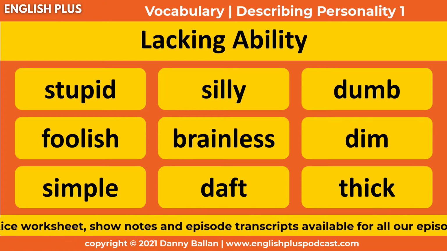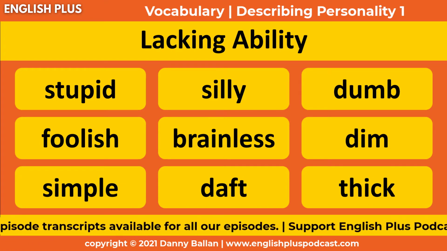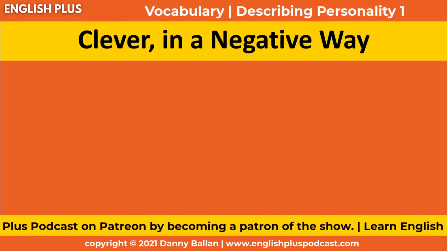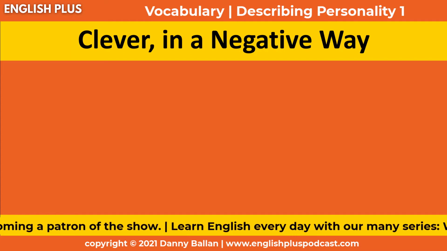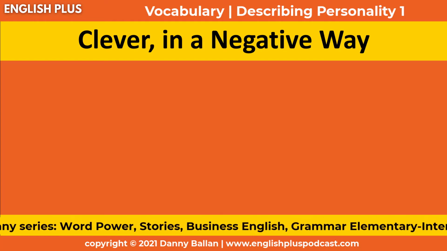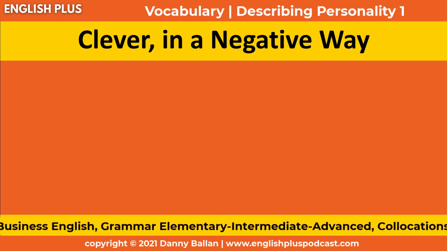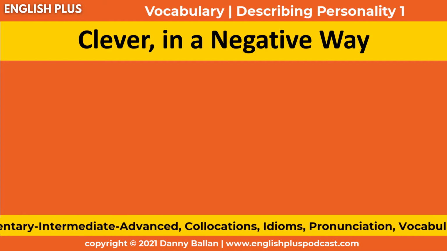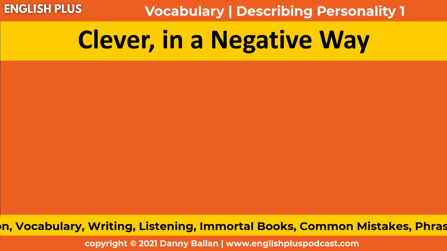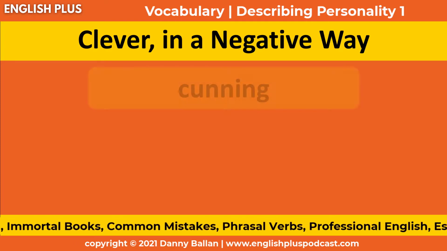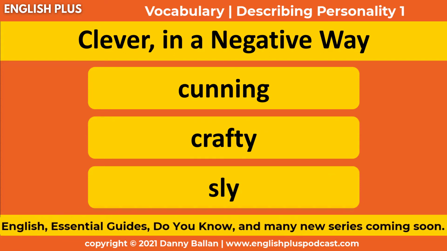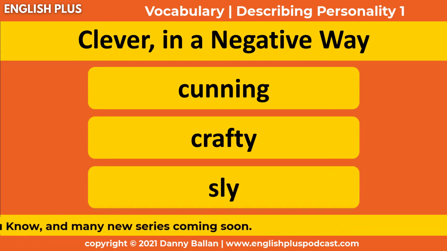But the interesting part is when we talk about people who have a lot of ability, who are clever, but in a negative way. And how is that? Because these people use their intelligence to deceive other people. So, of course, they are clever, but they're not clever in an intelligent way. They are not using their intelligence to serve people. Quite the contrary, they're using their intelligence to deceive people. And to describe people like that, we can use words like cunning, crafty, or sly. So that was about the intellectual ability.